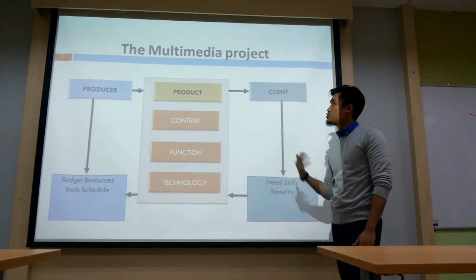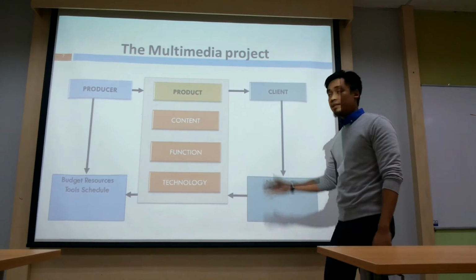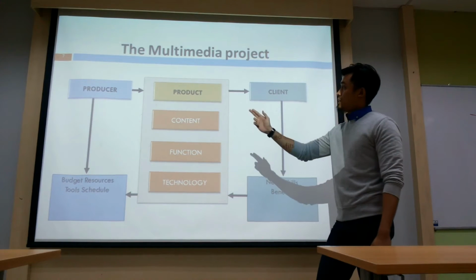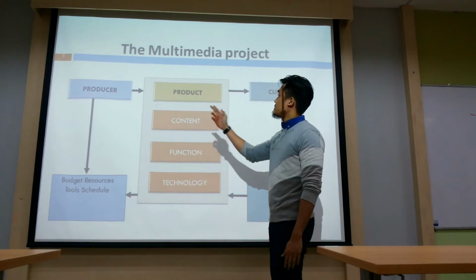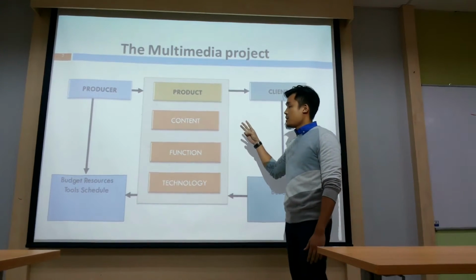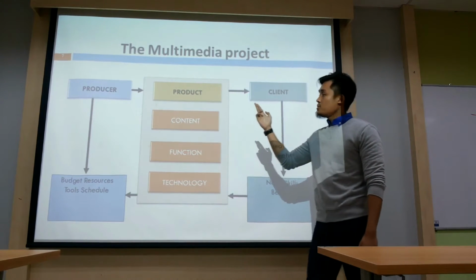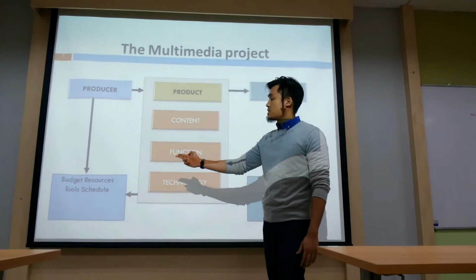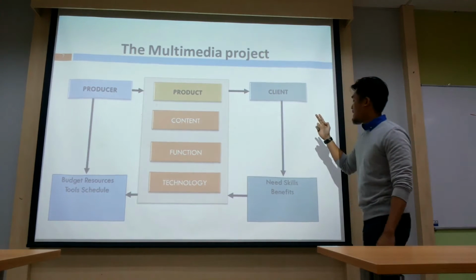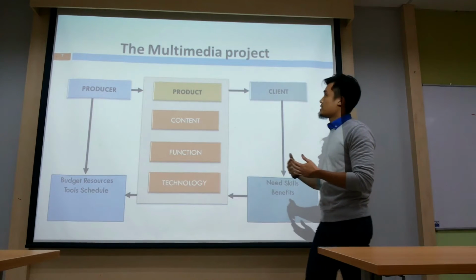And for me to explain more briefly about the multimedia project. So basically this is the flow of the multimedia project. First, it contains the producer, product and the client. In the product section, we have three more subsections, that is content, function and technologies. For the producer, it's the budget, resource and tool schedule. For the client, they need the skills and the benefits so that they can use all those projects.